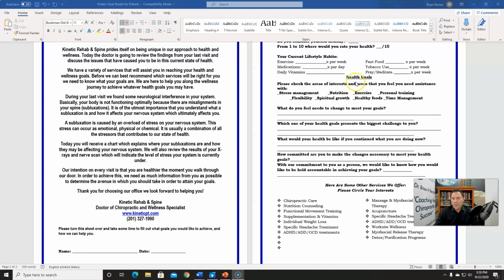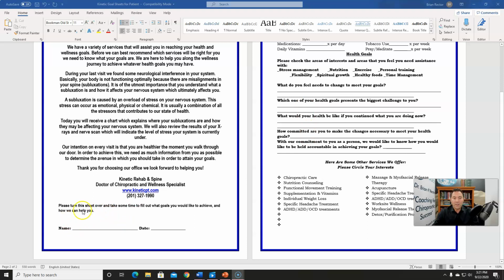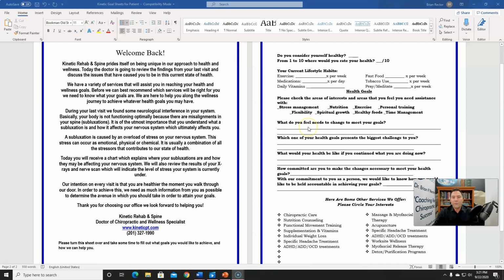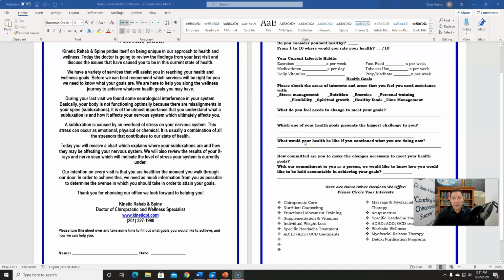All right, so as we go down here, now we're going to get into health goals. So please check the areas of interest and areas that you feel you need assistance with. Here again, we're having the patient write it out, check it off. I believe when a patient writes it down and actually sees it marked off with their own highlight, with their own handwriting, you see here they're putting their name on here, so they're filling this out. This makes it concrete. So when I reference back and forth during their care, I'm referencing back this sheet.